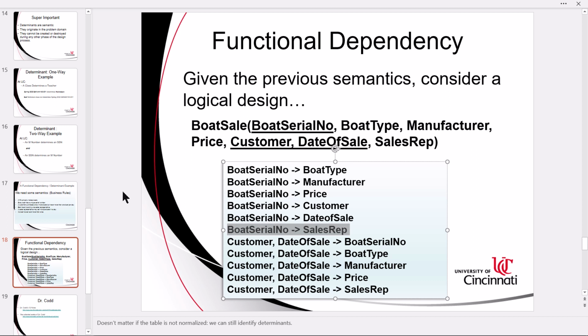Same thing for the candidate keys. If I know who the customer is and I know when they came in, I can tell you what boat they bought. If I know the customer when they came in, I can tell you what kind of boat it was. If I know the customer and the date, I can tell you who made the boat. If I know the customer and the date, I can tell you what they paid for it, and so on.